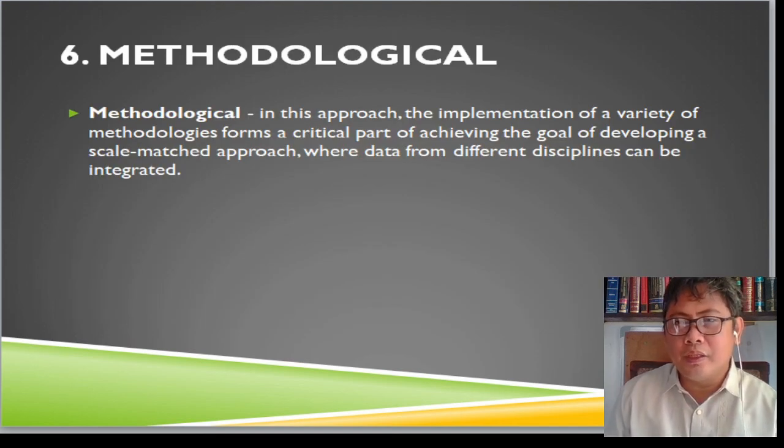The sixth one is the methodological research design. So in this approach, the implementation of a variety of methodologies forms a critical part of achieving the goal of developing a skill match approach where data from different disciplines can be integrated. So this refers to the procedures or methods of a certain program to be conducted or to be evaluated in your research.